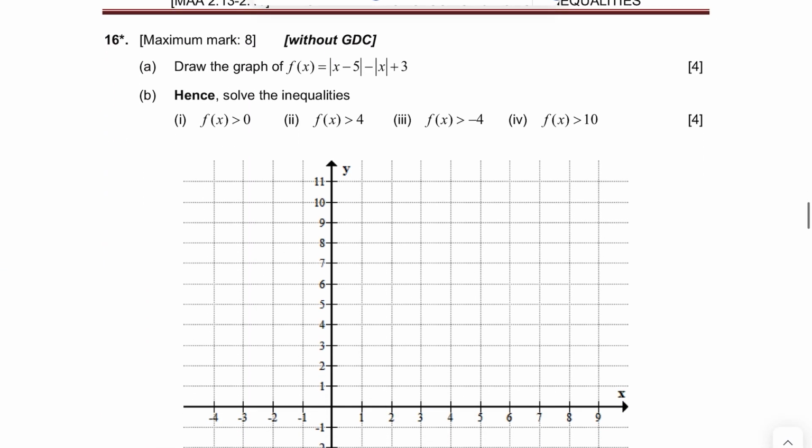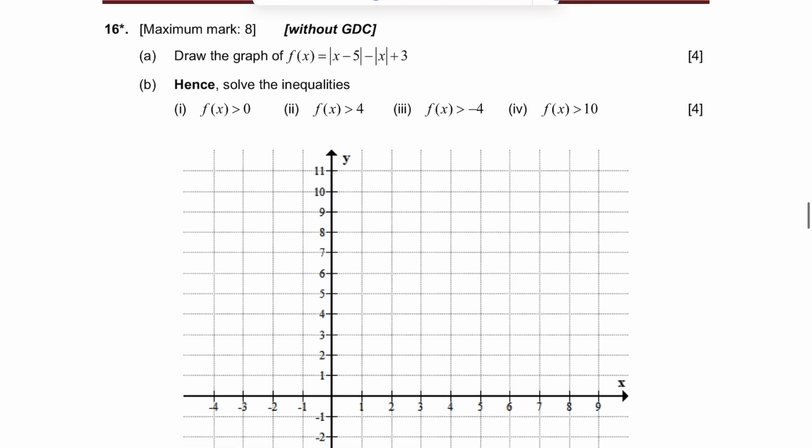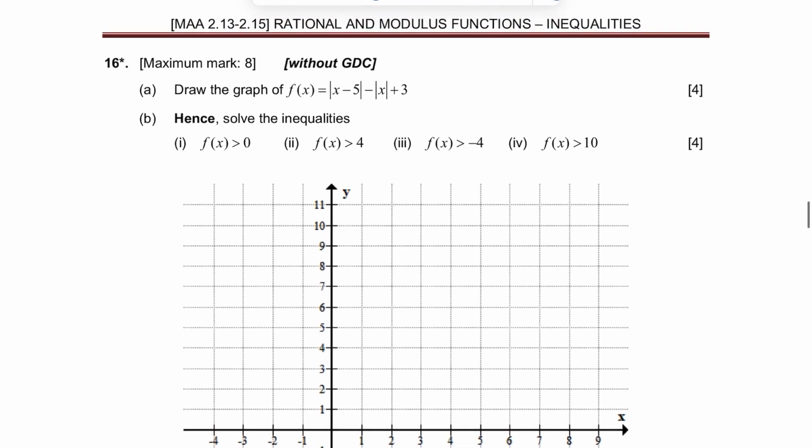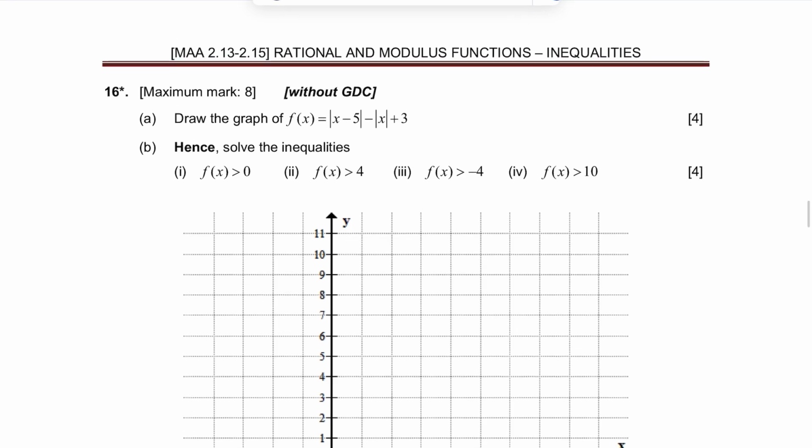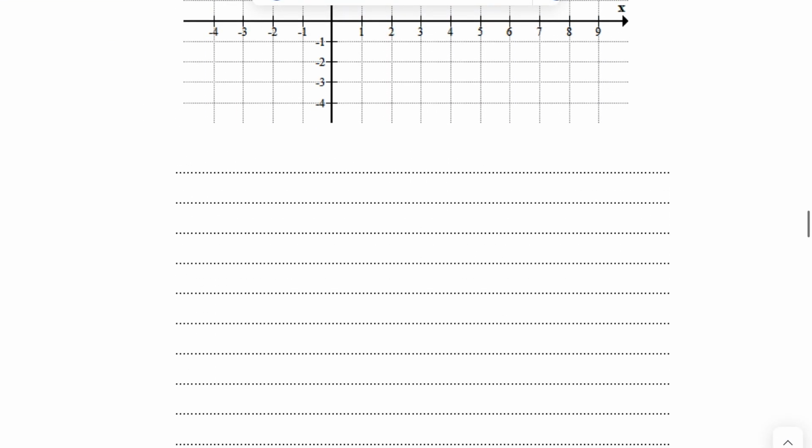Question number 16. Draw the graph of f of x equals absolute value of x minus 5 minus absolute value of x plus 3. Hence solve this equation. So first of all, what am I going to do? I am going to find the zeros of the moduli. Remember the word zeros of moduli. So when do I get 0? When x equals 0 and x equals 5.